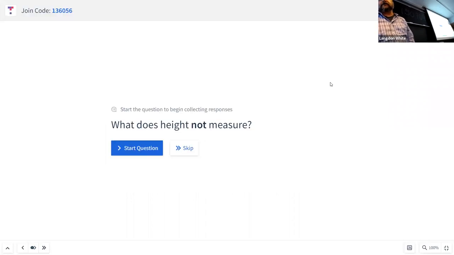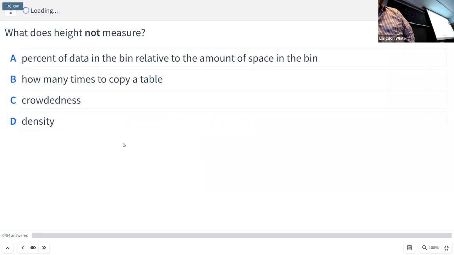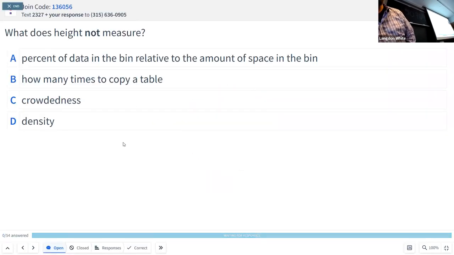All right, now we have a question. So what does height not measure? All right, get those answers in.